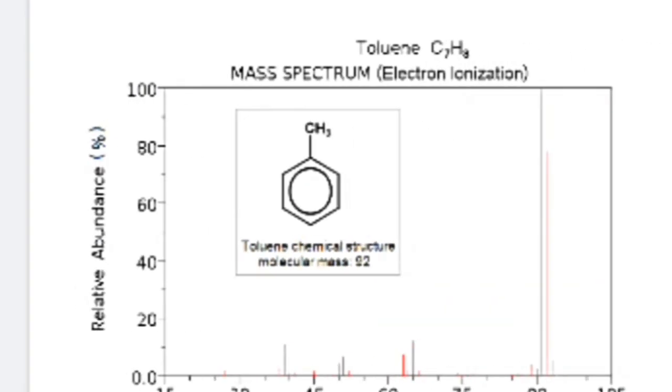This is another example, the mass spectrum of toluene. On the left side, we can see the values of relative abundance in percentage on the y-axis, and the M/Z values are along the x-axis. This is the base peak at 90, the largest peak. This is the plot of relative abundance versus M/Z values.